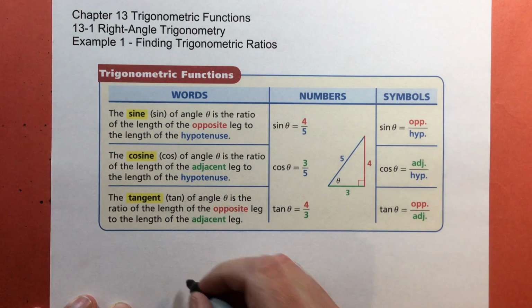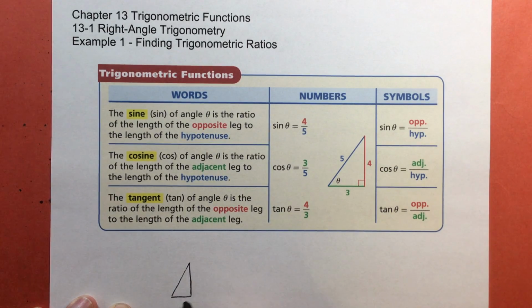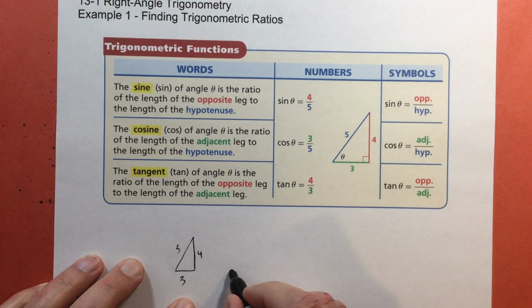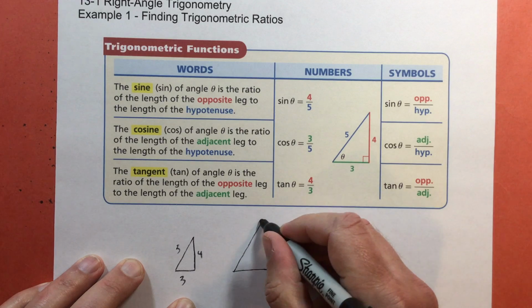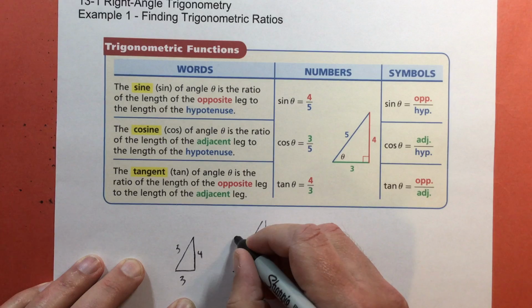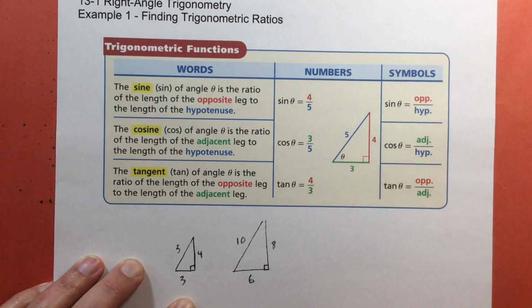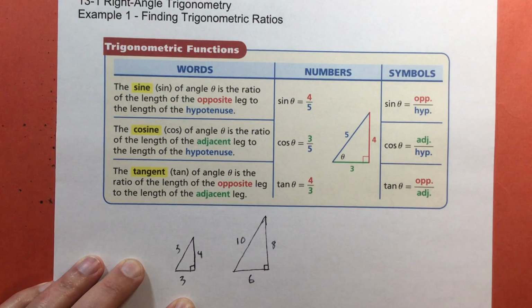Similar triangles. I'm not going to draw these to scale. I'm going to redraw this one. So let's say this is 3, 4, 5 again. I'll scoot that up so you can see it. If I have another triangle, and I'm not drawing this to scale, but let's say this is 6, 8, 10. And of course, that's a 90-degree angle.